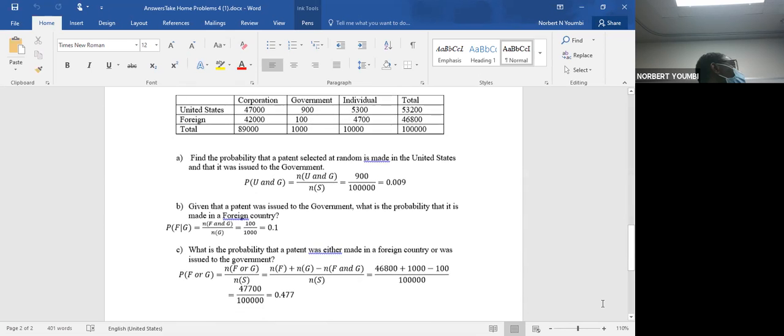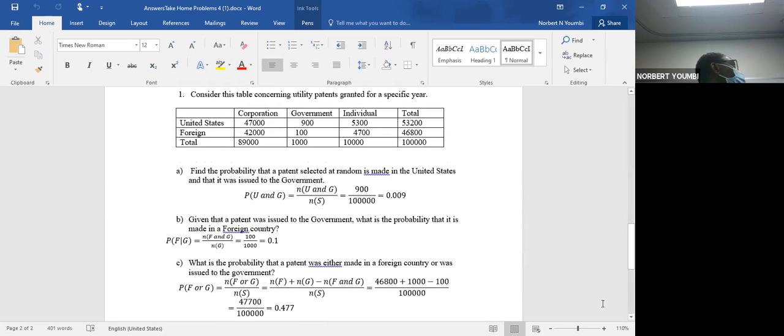Now the question will be: find the probability that the patent is made in the United States and it was issued to the government. Now we have "and" here, United States and government. So this is where we are. If you were confused about that, this problem will help us ask a question.